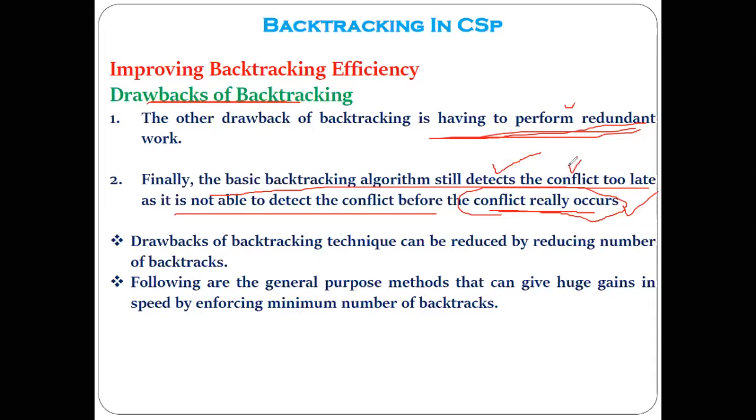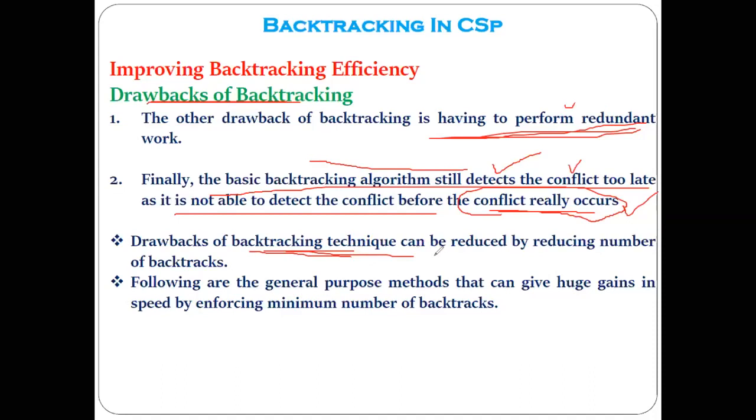Yes, sir. And that is another disadvantage. The backtracking algorithm still detects the conflict too late. We are not able to detect the problem before it occurs. We can't detect the conflict as early as possible. Now such kinds of drawbacks we need to reduce. We cannot reduce these drawbacks completely, but we can reduce them to some extent.